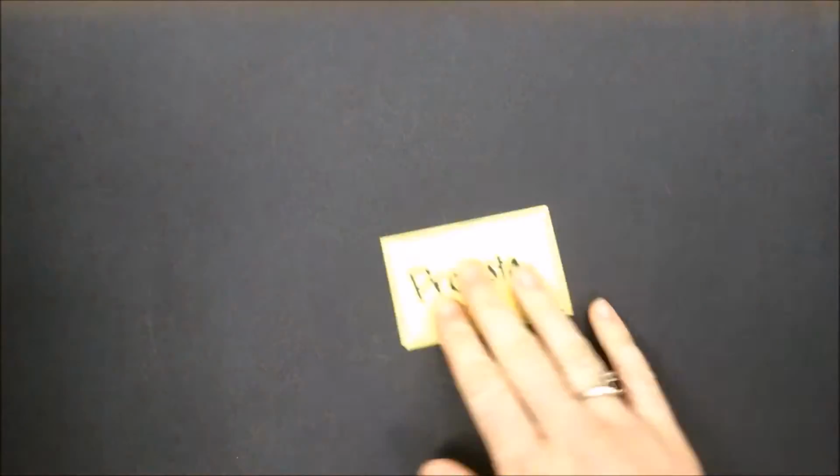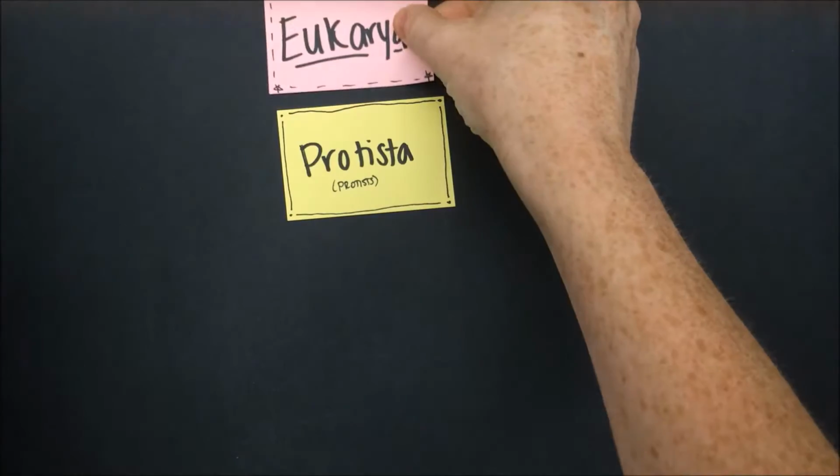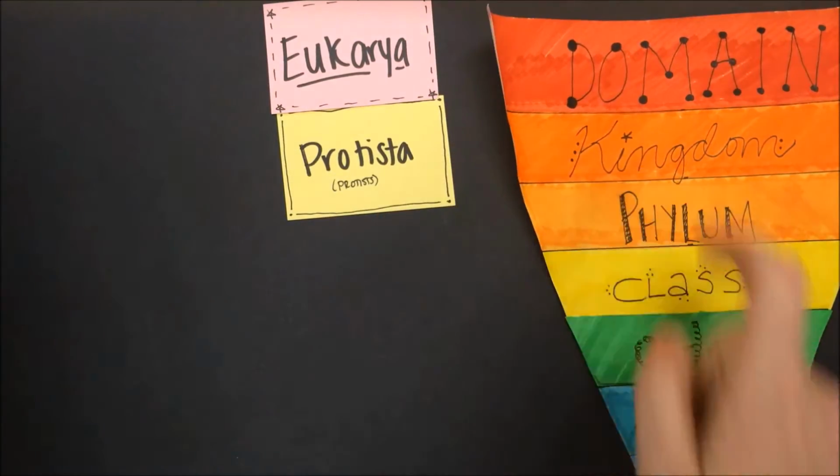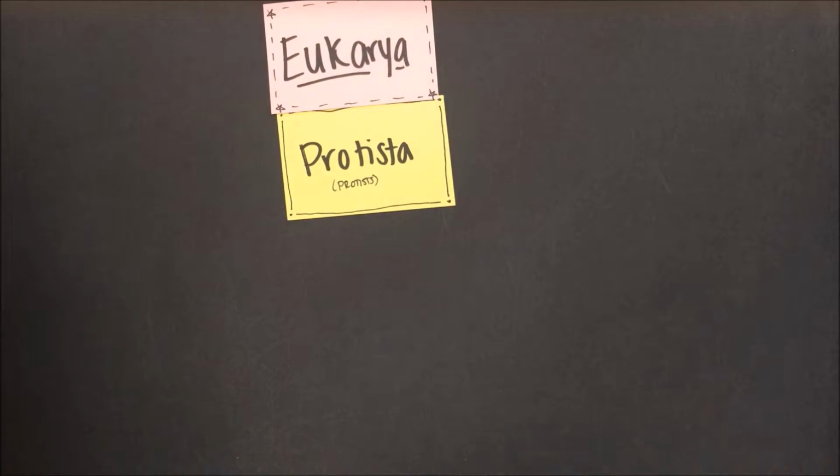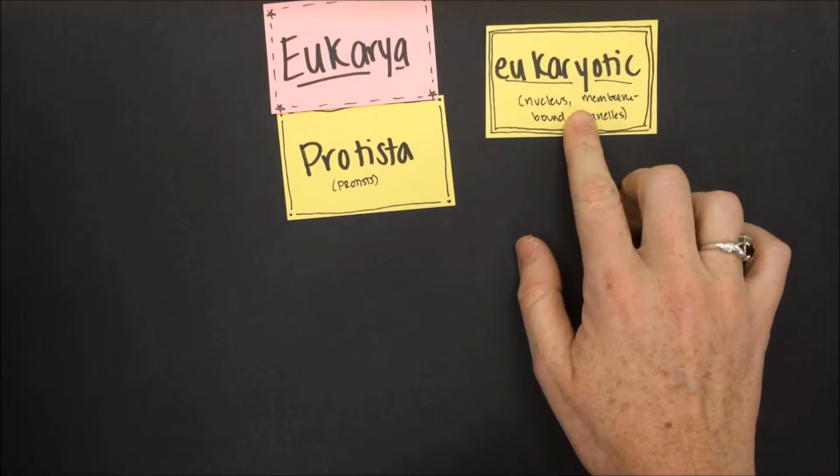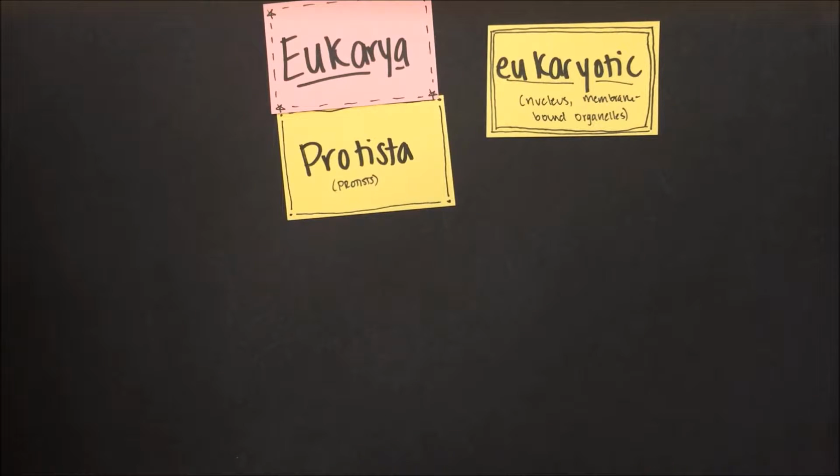And now, what is increasingly becoming my favorite kingdom of life on Earth, the protists. Protists are in the kingdom Protista, in the domain Eukarya. They are the first organisms that we have really learned about this year that are eukaryotic. This means that their cells have true nuclei and membrane-bound organelles.